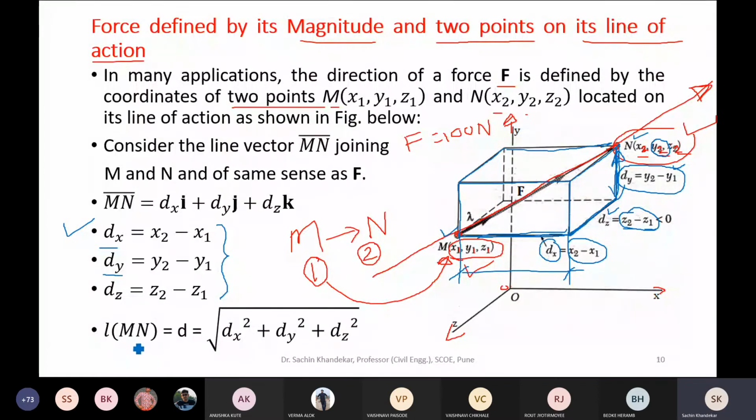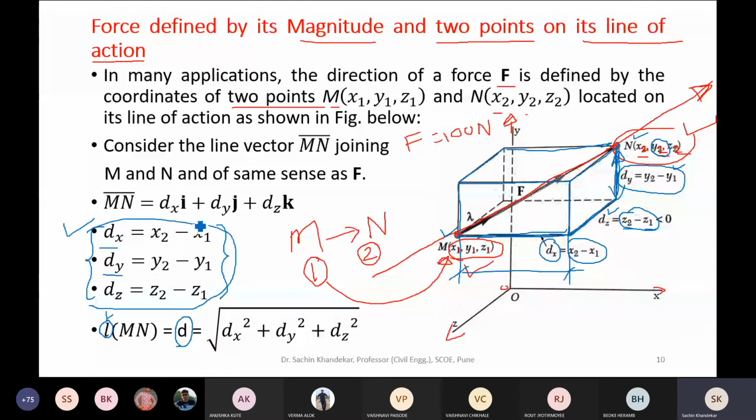Now let the length of MN be denoted by the symbol small d. From linear algebra, which I think you have studied in 11th or 12th standard, it is clear that the length MN, that means d, must be equal to the root of dx square plus dy square plus dz square. What dx, dy and dz are, we have already defined here.